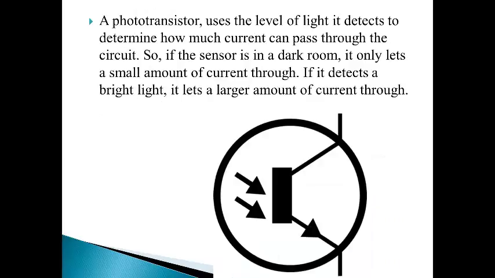A phototransistor uses the level of light it detects to determine how much current can pass through the circuit. So if the sensor is in a dark room, it only lets a small amount of current through it. And if the sensor detects a bright light, it lets a large amount of current through it.